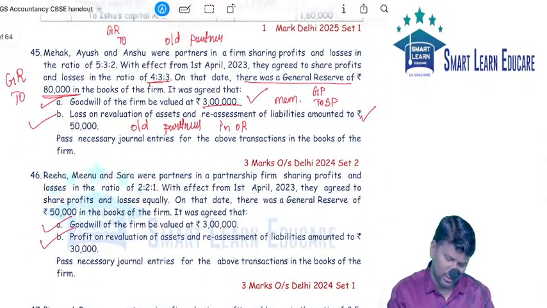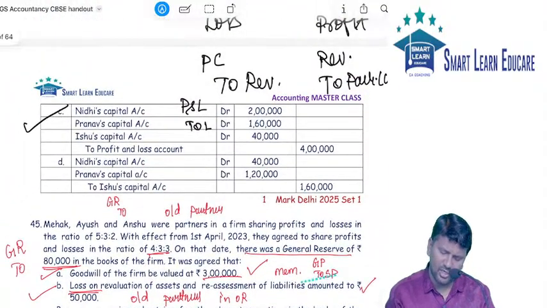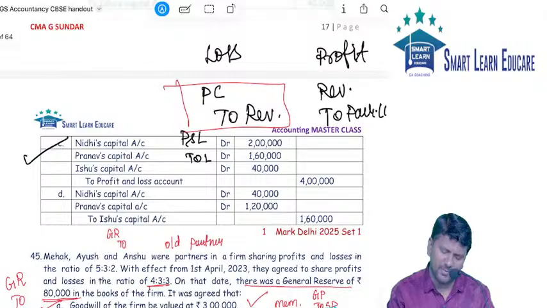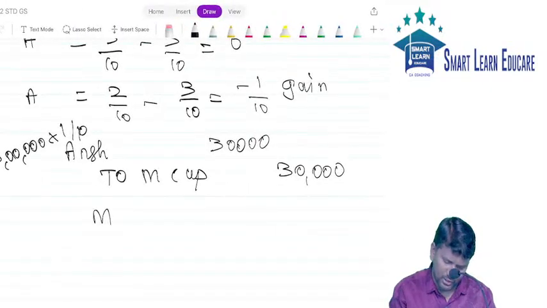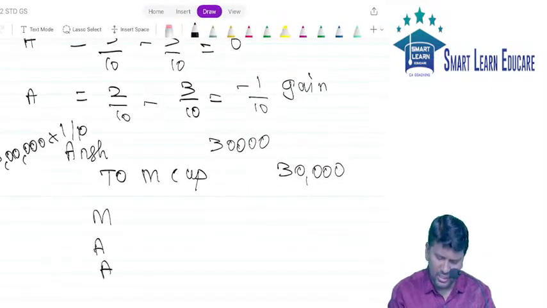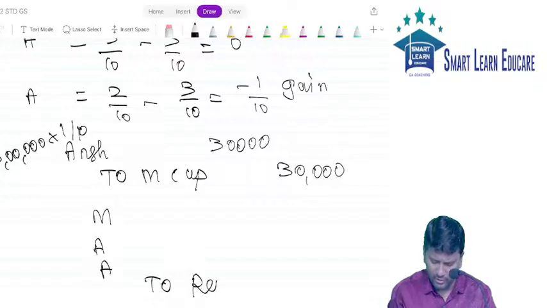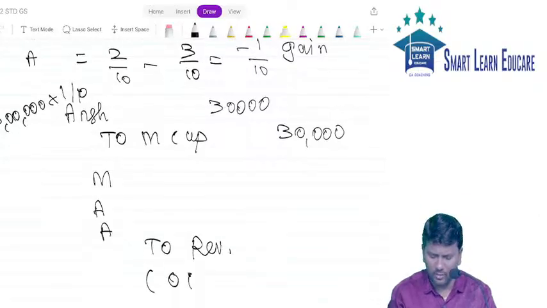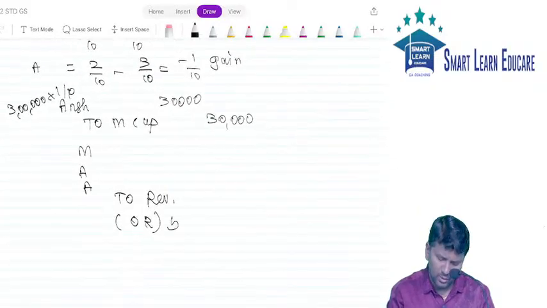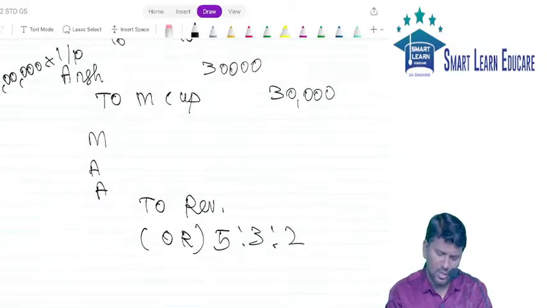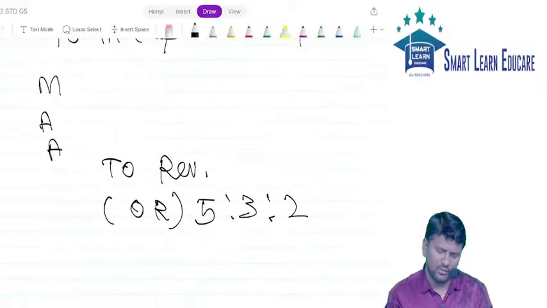the revaluation loss entry. I told you about revaluation loss. Now what is the journal entry? Partners' capital to revaluation. Our partners' capital should be debited. So journal entry: M account debit, A account debit, A account debit to revaluation. Remember, in what ratio should we take it? Old ratio. What is the old ratio? 5:3:2.